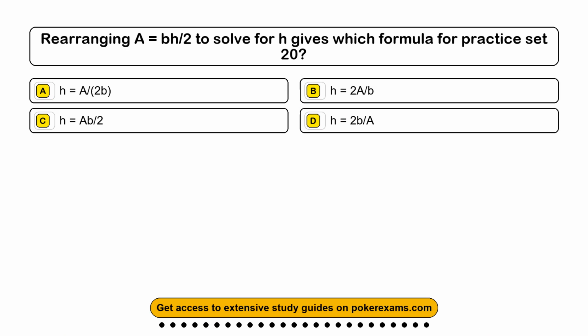Question 11. Rearranging A equals BH/2 to solve for H gives which formula for practice set 20? Option A, H equals A/2B. Option B, H equals 2A/B. Option C, H equals AB/2. Option D, H equals 2B/A.